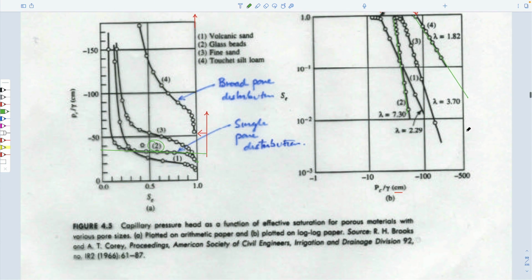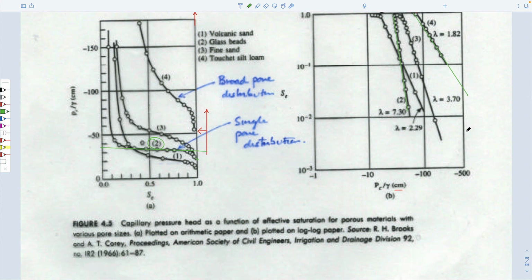So that's what defines Brooks-Corey. They're developed, they're empirical. All we're doing is plotting these exact same data here in terms of log effective saturation and log capillary pressure. The only other thing that we're doing, in working out the saturation, is truncating these curves at this point here as well.